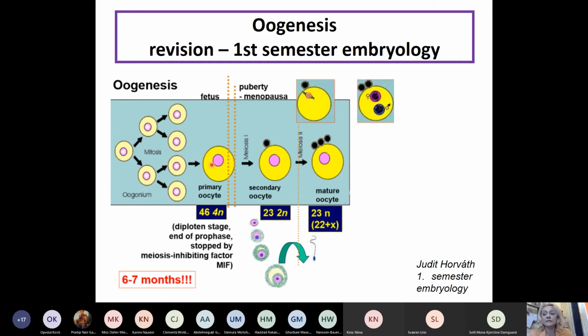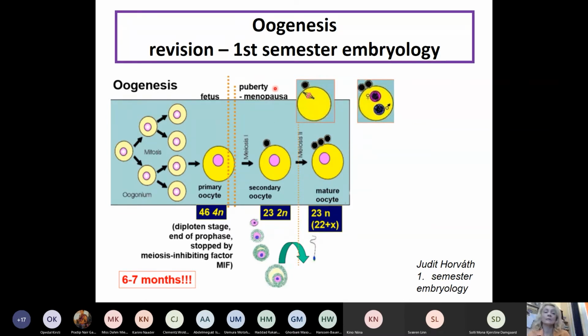Because after puberty, when this whole thing continues, from puberty till menopause, of course, then every month we have one follicle, one oocyte that reaches full maturity. But the whole process is not 1 month or 2 weeks. The whole process is 6-7 months.